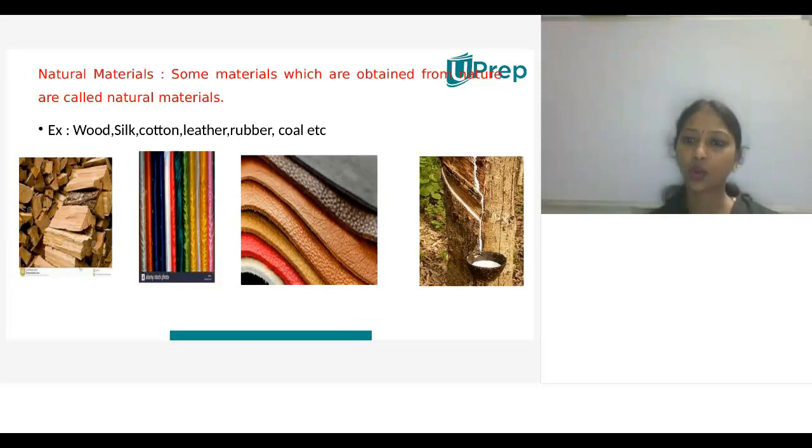Some materials which are obtained from nature are called natural materials. Examples of natural materials we have given are wood, silk, cotton, leather, rubber, coal, etc. So many. From these natural materials, many man-made materials are obtained.